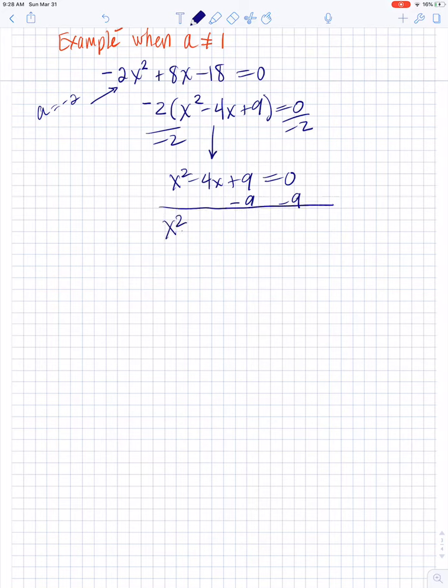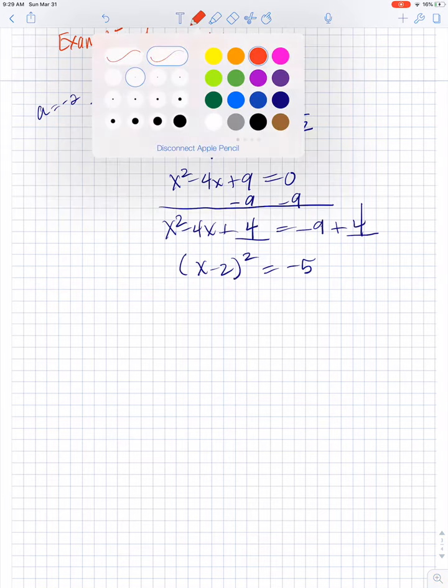So I have x squared minus 4x plus something equals -9, and whatever we add to the left side, we are definitely going to have to add to the right side. So half of b is -2, -2 squared is 4. I have to add a 4 to this side, and I have to add a 4 to this side. The left side of my equation now factors into x minus 2 squared equals -5.